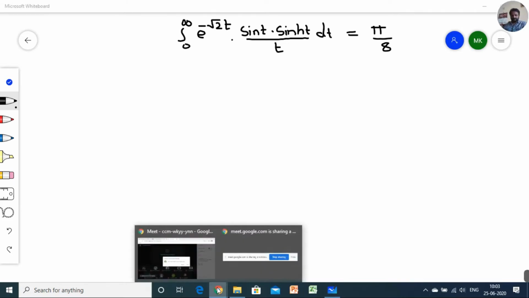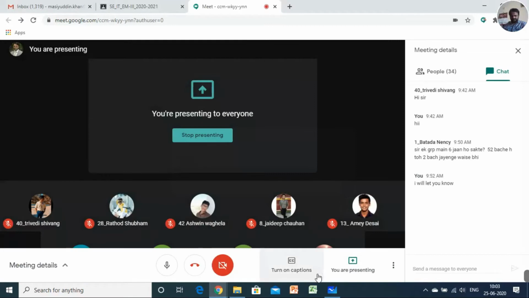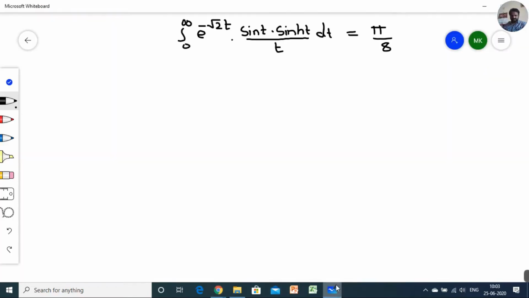So we have to prove it similarly, the same concept. Yesterday I think we solved one or two numericals from the same concept. First I have to compare this equation with the standard equation, integral 0 to infinity e raised to minus st into f of t dt. Therefore I will get s equal to root 2. So at the end we have to substitute the value of s equal to root 2. Now I'm going to start.